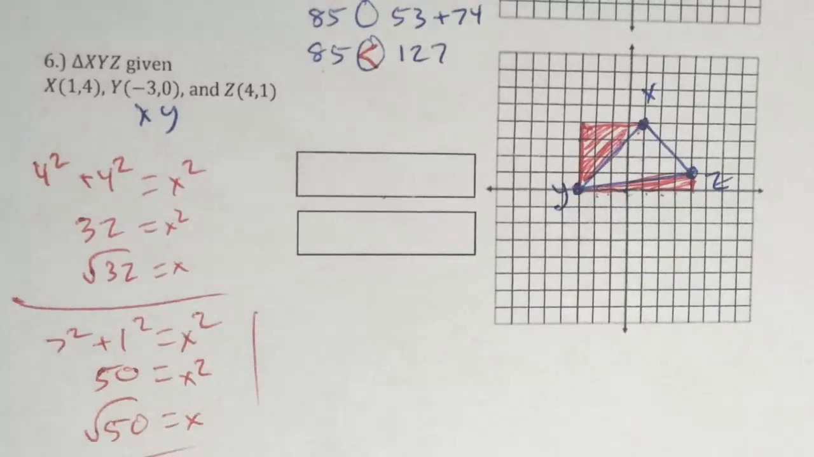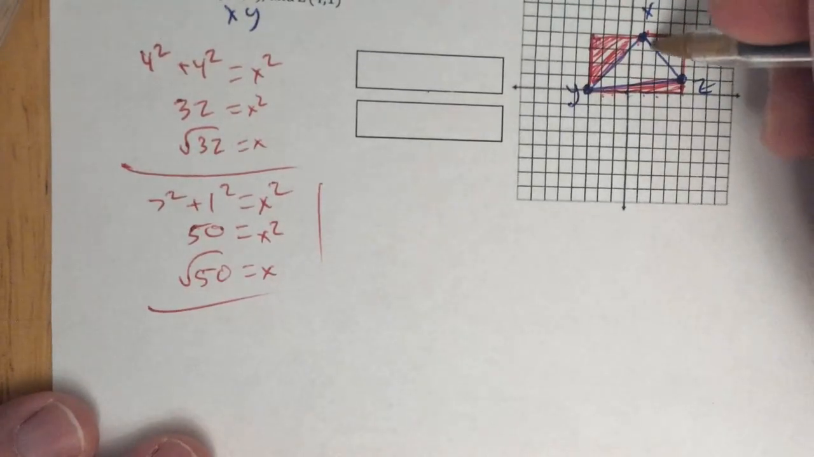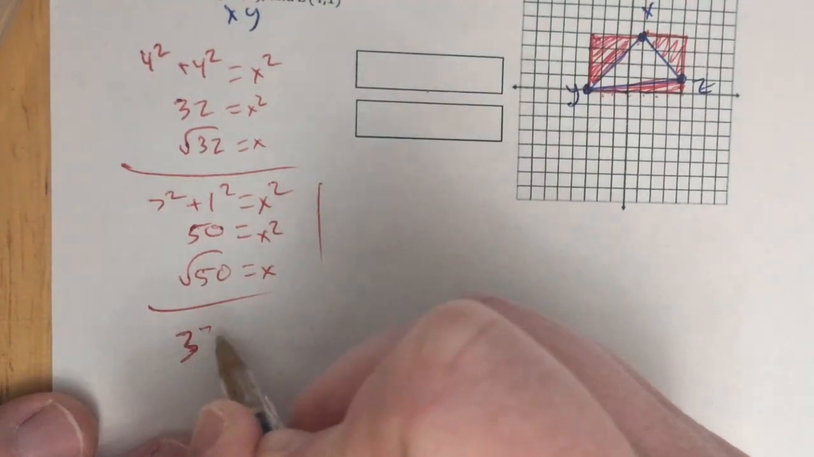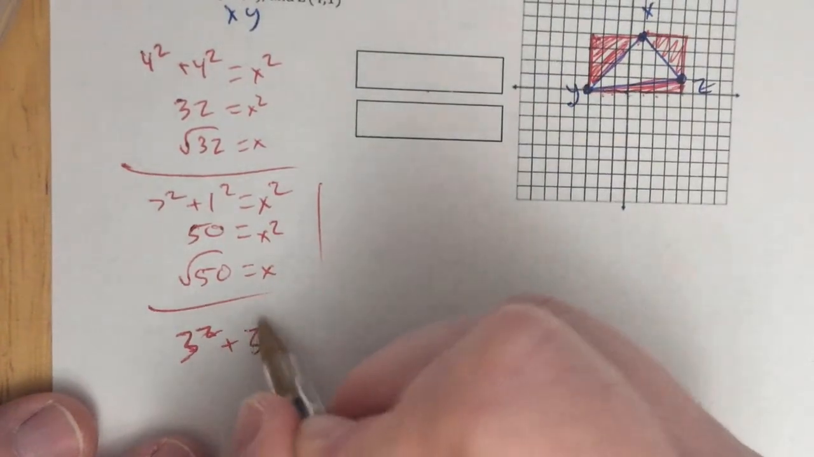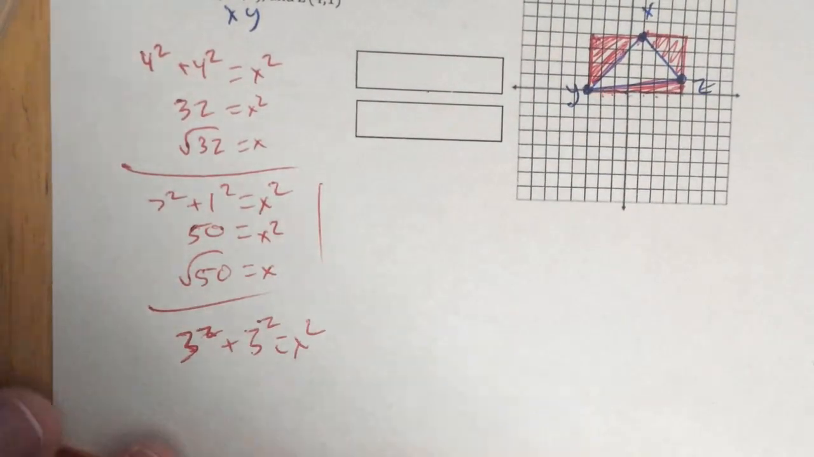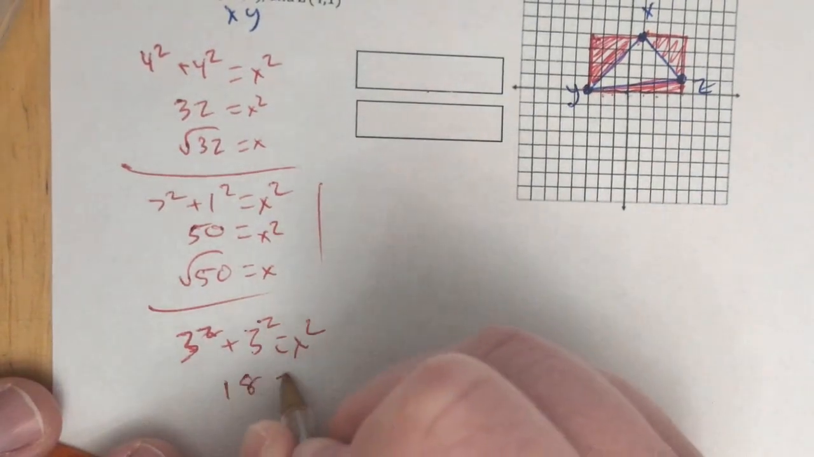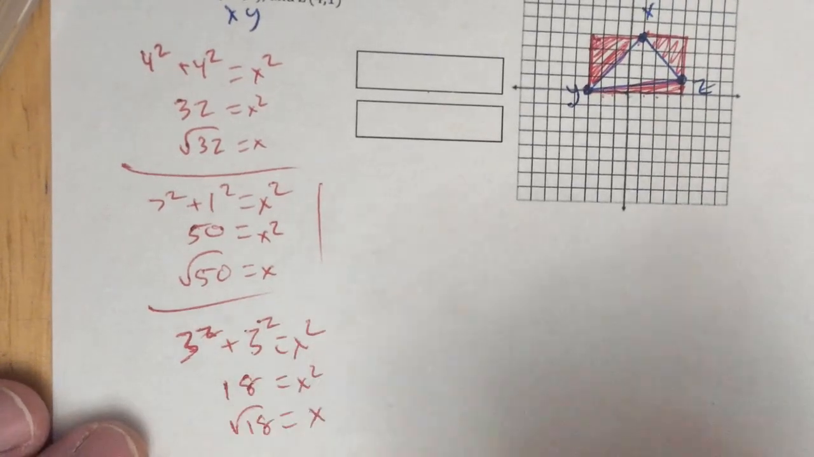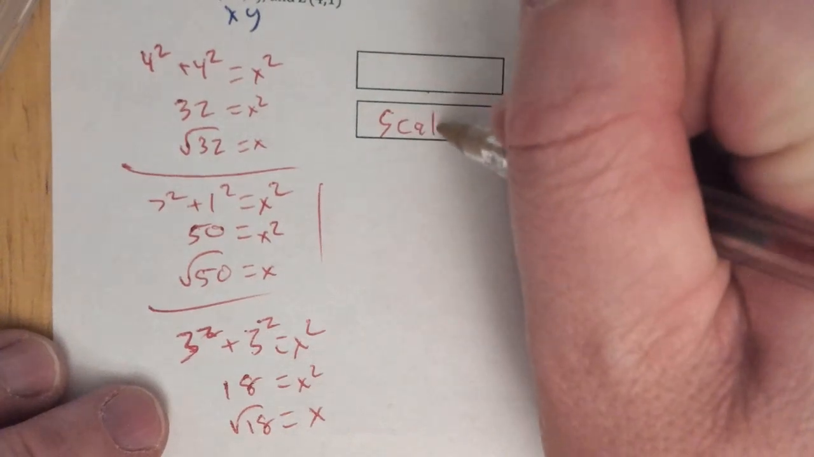Okay, and then this one right here, that is 1, 2, 3. So 3 squared plus 1, 2, 3. 3 squared equals x squared. 3 squared plus 3 squared, and we pop out with 18 equals x squared. Square both sides, you get the square root of 18 equals x. All right, so every single one of those was different, so it's definitely scaling.